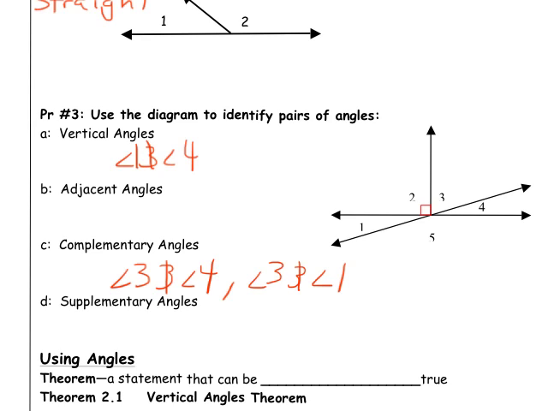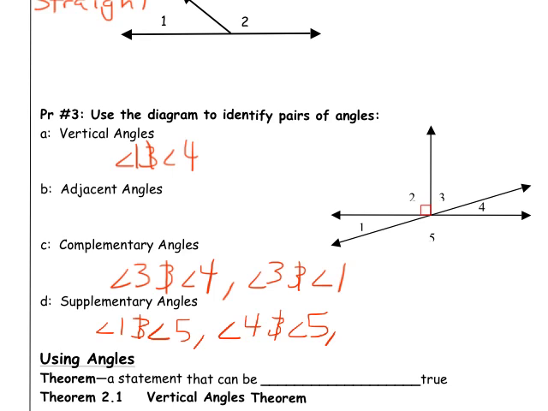And the next one, supplementary angles. So we need supplementary angles. These are ones that add up to a straight line or 180 degrees. And so there's a few here that I can see. So our first supplementary angle set, I would say, would be angle 1 and angle 5. And then angle 4 and angle 5.